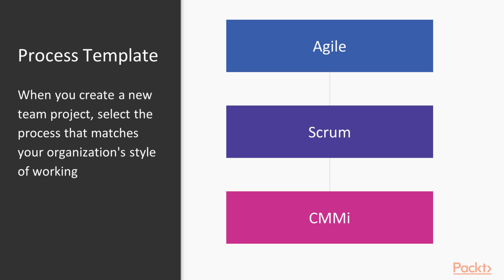The three core templates are Agile, Scrum, and CMMI, which is the Capability Maturity Model Integration. And as you can see, there's more information at the bottom corner around choosing your process. We'll also, in the last chapter, talk about how you can customize your process and take and inherit one of these templates and customize them to work for your organizational style of working.